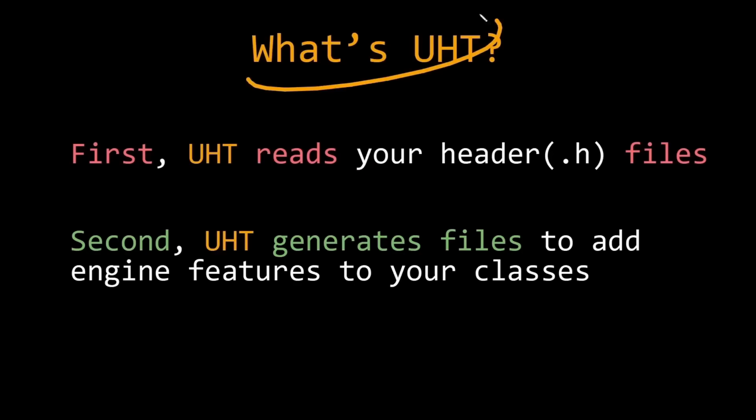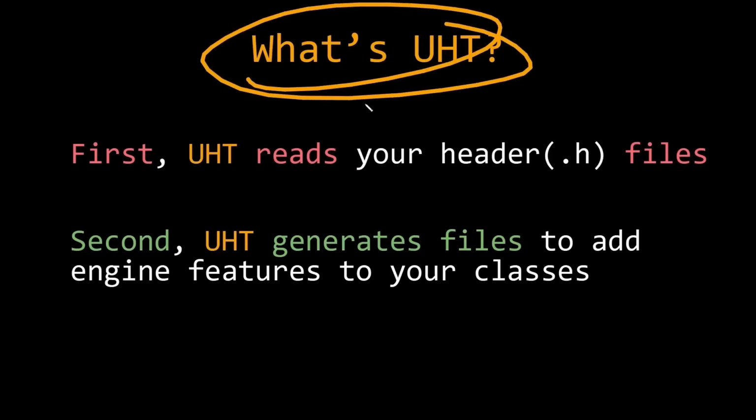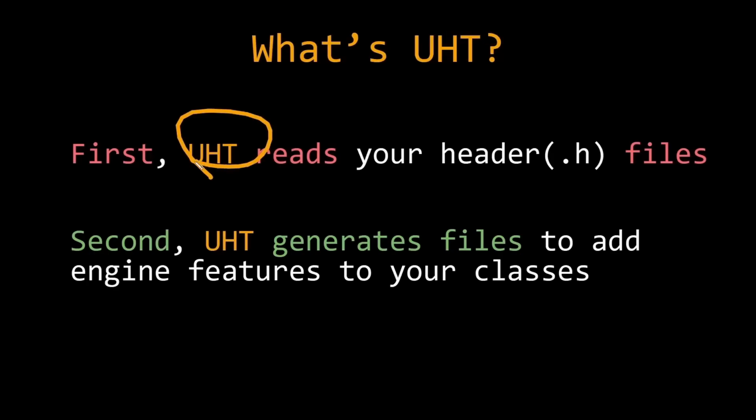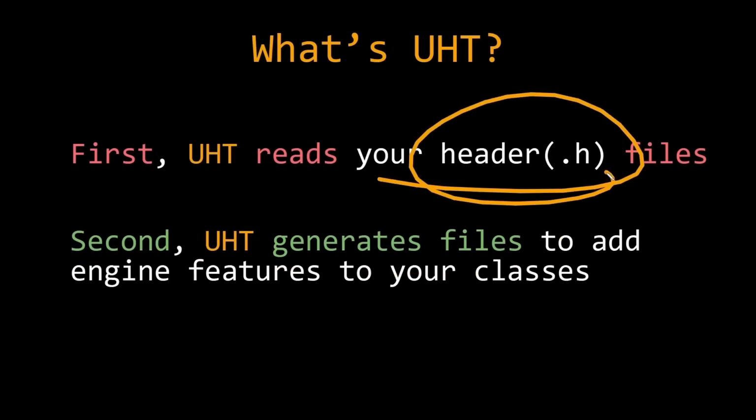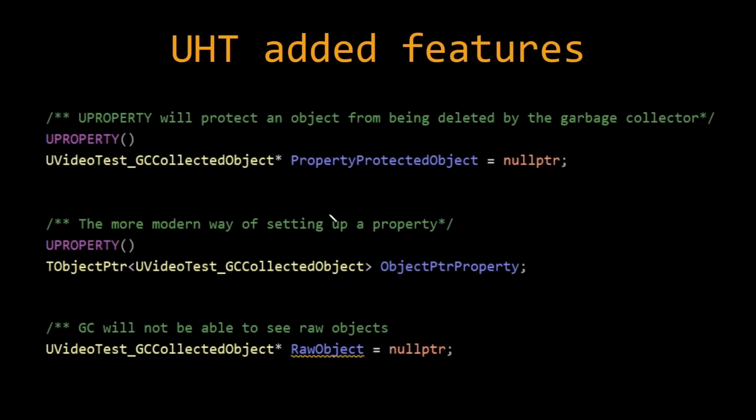Unreal Header Tool, or UHT. What is UHT? If you've been programming in Unreal for a while, you've probably seen UHT or Unreal Header Tool mentioned. Unreal Header Tool is a tool that first reads your header files, or your .h files, and then second, UHT generates files based off what it reads in those header files. And it adds features to effectively the C++ language.